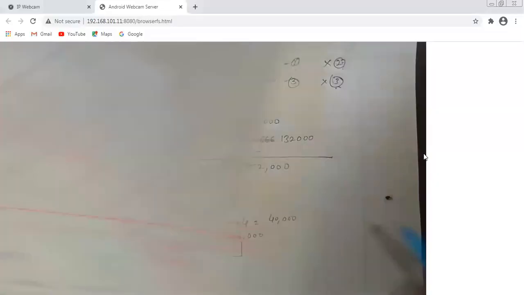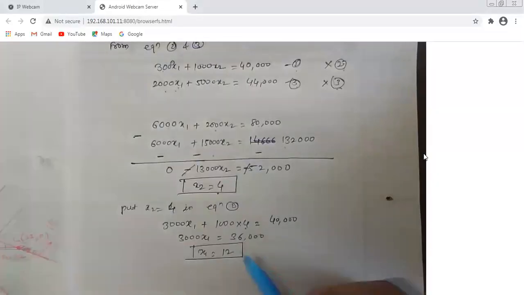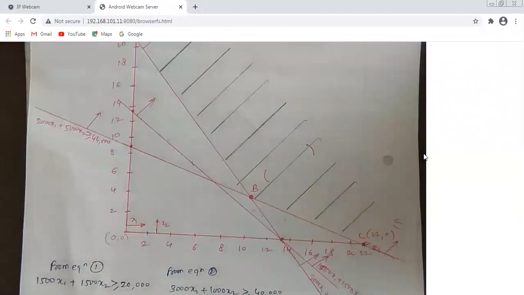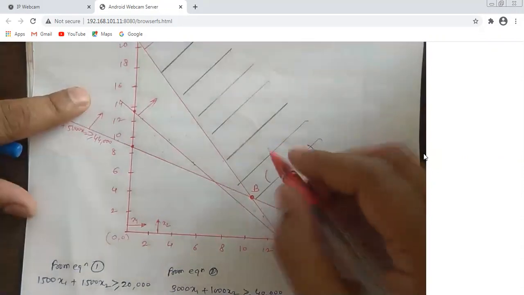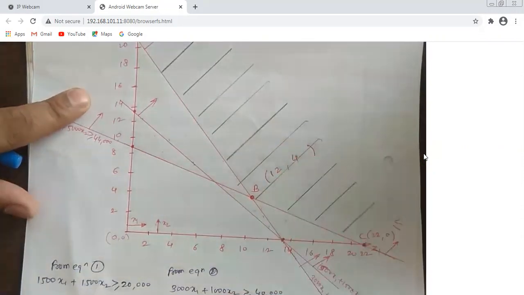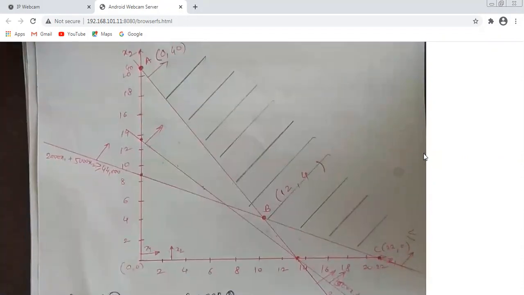See, the coordinates at point B are x1 is 12, x2 is 4. So I will write here x1 is 12 and x2 is 4. Okay. Now we have the coordinates at A, B, C locations.